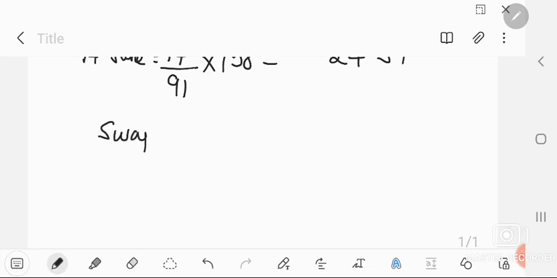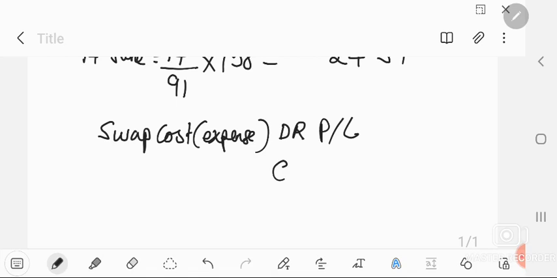So swap cost, as its name says, this is an expense first of all. So you will expense this first to your P&L. We can just say you debit the profit and loss account if you want, and credit the liability. Why are we calling this a liability?